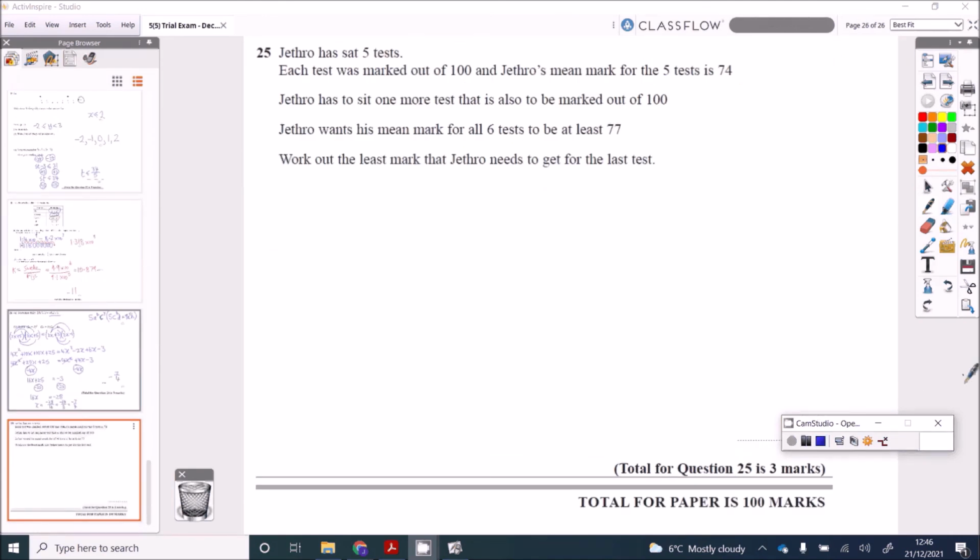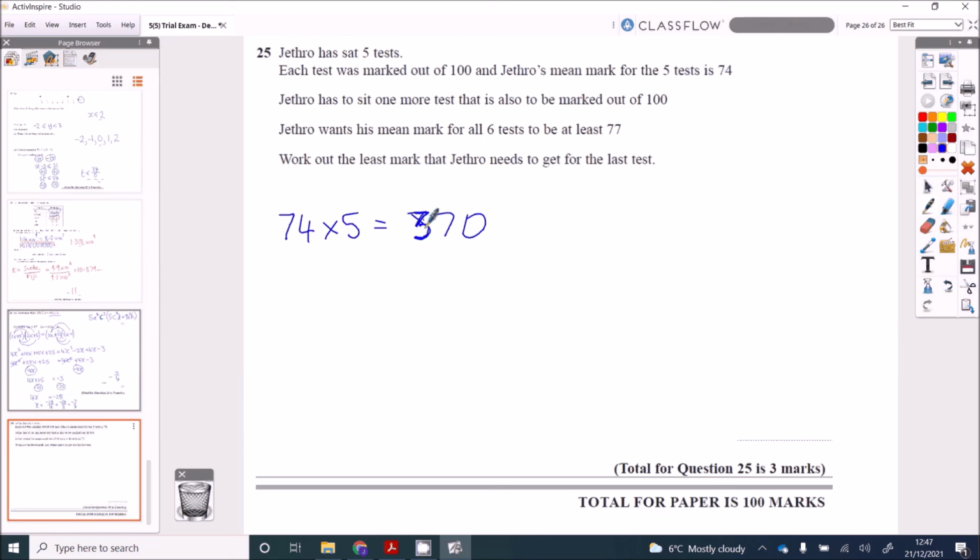Okay, final question, question 25. Jethro has sat 5 tests, each out of 100. His mean mark for the first 5 is 74. So how many marks in total did he get for the first 5 tests? Because his mean mark is 74, he must have got 74 times 5 in total, which is 370. Now, we're much more familiar with doing it the other way around, okay? His total marks is 370, divide that by the number of tests, which is 5, you get the mean mark of 74. So, he scored 370 marks in total from his 5 tests.